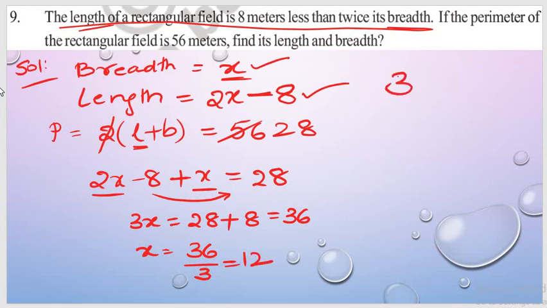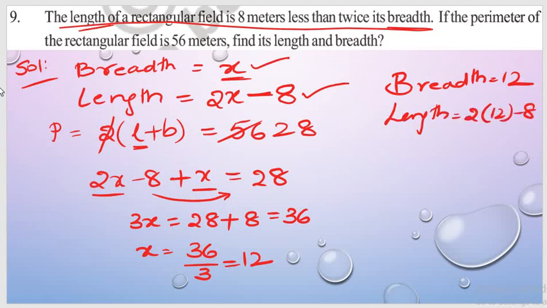So from this what can I say? Breadth is 12 meters and length is 2 into 12 minus 8. So what is the value of 2 into 12? It is 24 minus 8, which is nothing but 16 meters. So breadth is 12 meters and length is 16 meters. Here after finding the value, you need to write the units. Here the units are very important, right? Next, moving on to the next question.